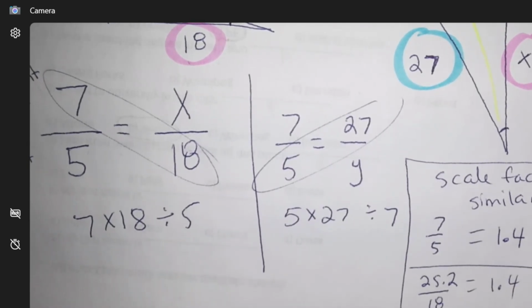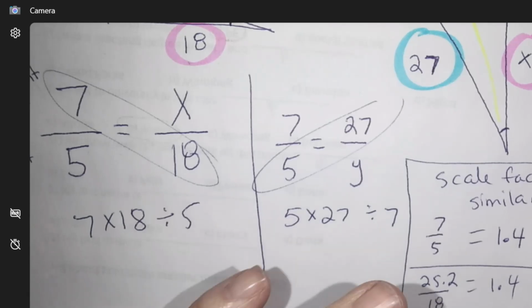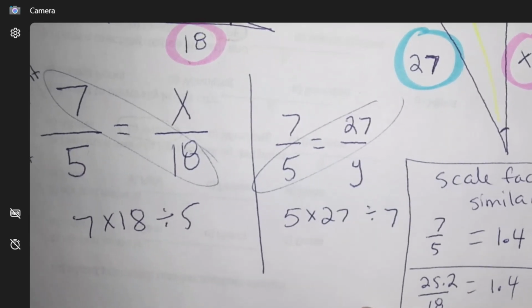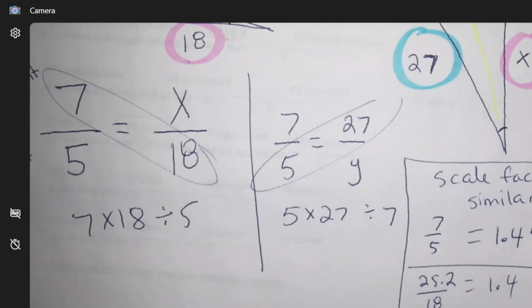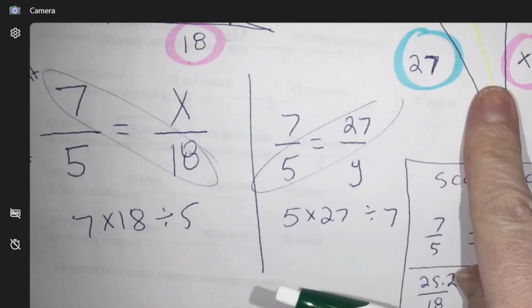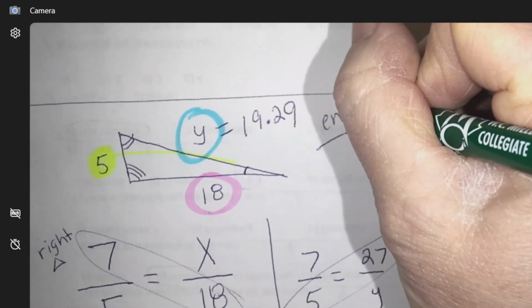Okay, and if we've done this correctly, these should all be the same, right? Because I told you that it was similar. I told you that it was similar, so you can see this. This number here is called a scale factor. 1.4, is that bigger than 1? Yes. Did my object get enlarged?